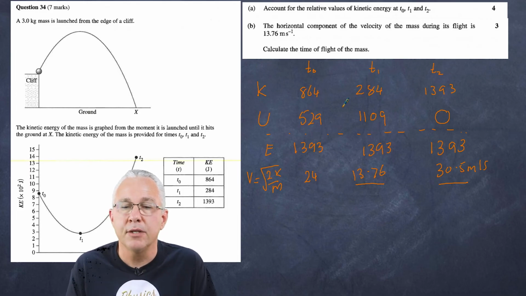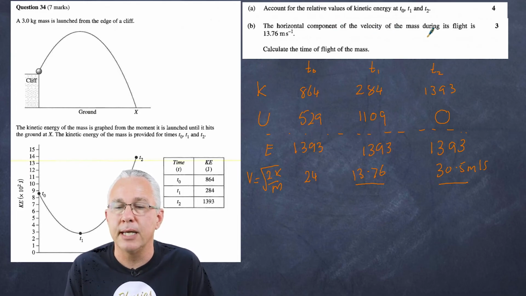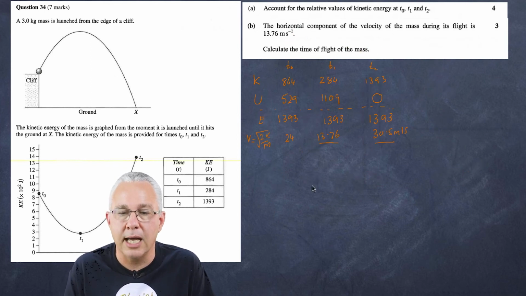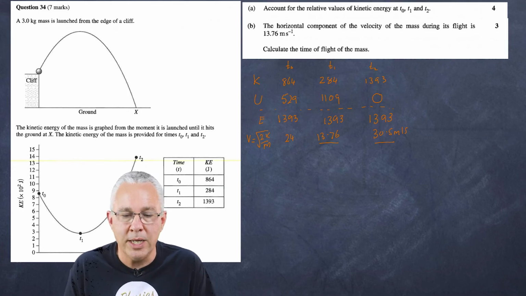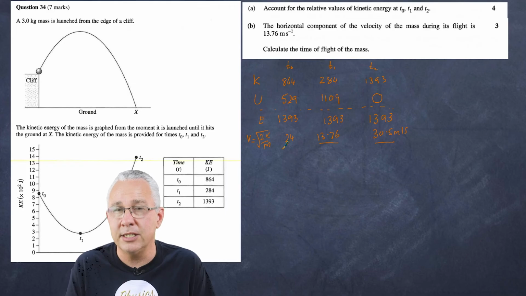Now what about part B? Part B says the horizontal component of the velocity of the mass during its flight is 13.76. It says calculate the time of flight for these masses. So now let's have a look at this. What we need to work out the time, well, if we know in at least the vertical direction it goes up and down, we don't have to worry about the horizontal motion, just the vertical aspect. So what do we need to work out a time?